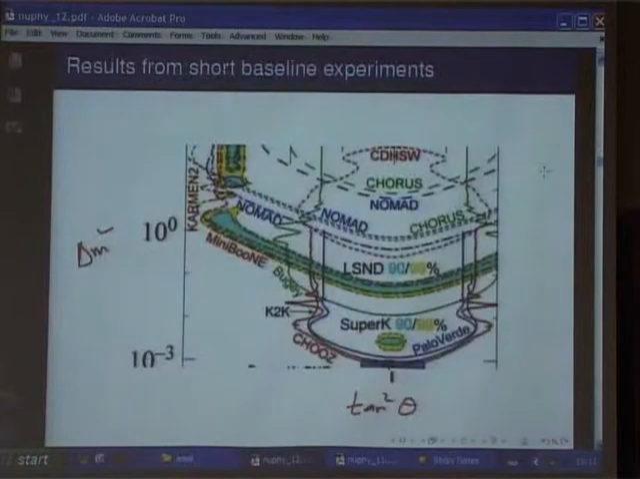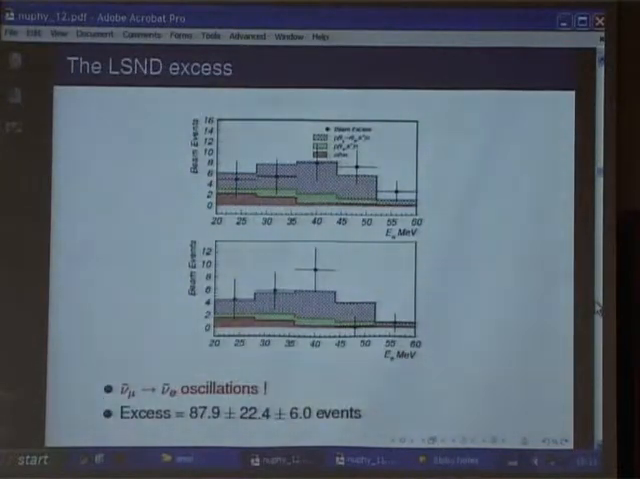So looking at all the other experiments, it will appear that, for example, let's take the example of this NOMAD. So NOMAD rules out this area completely. Or if you look at this Bugey, this will rule out this region completely. Therefore, one would expect that you should not see any excess. If you start with the mu bar, almost none of the mu bar should convert to e bar, and then we are safe.